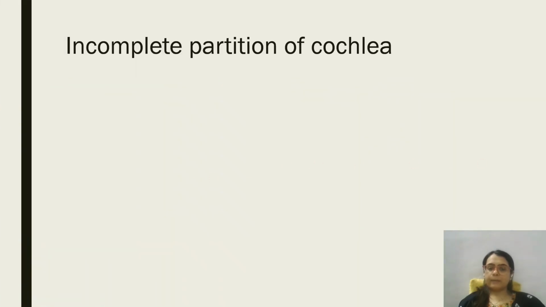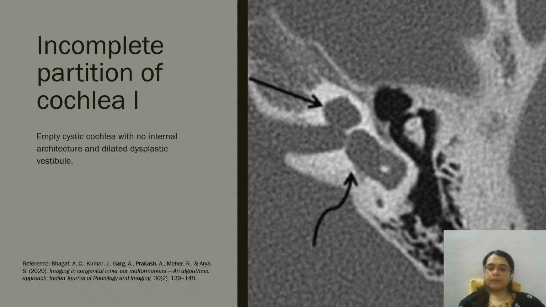Incomplete partition of cochlea. Type 1. Here, cochlea is of the normal size. There is empty cystic cochlea, no internal architecture. Vestibule is also dilated and dysplastic.